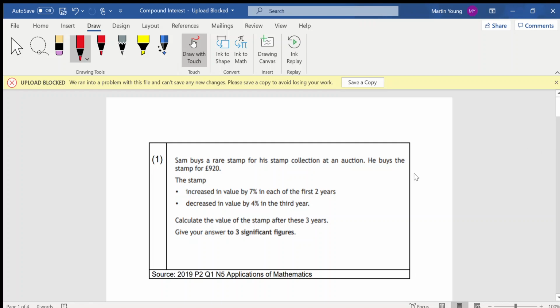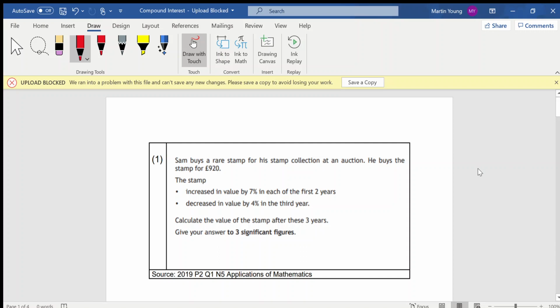So in this video we're going to go through the exam past paper questions on compound interest. These kind of worksheets, where you can find a collection of topic specific past paper questions, you can get at the National 5 Maths website, and you would just look for applications.